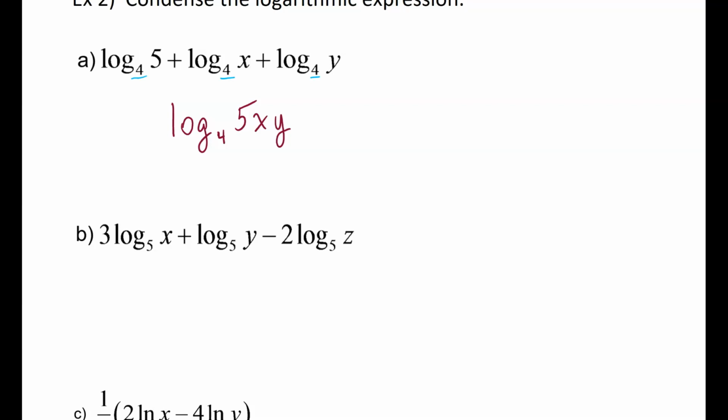Okay, so starting with the power rule, to undo that one, I'm going to put that 3 on the x. So our first term becomes log base 5 of x cubed. Our second term doesn't have a coefficient in front, so that'll just stay as log base 5 of y. And our third one, we want to be careful with this one because there's a minus and a 2. Okay? So what I'm going to do is keep my minus sign here and only move the 2 so that this is log base 5 of z squared.